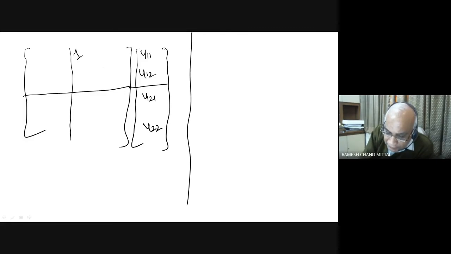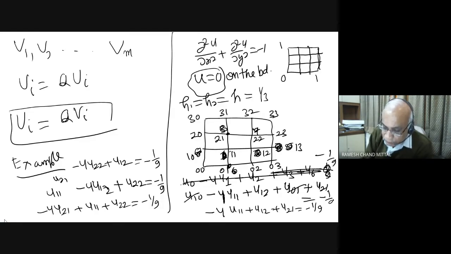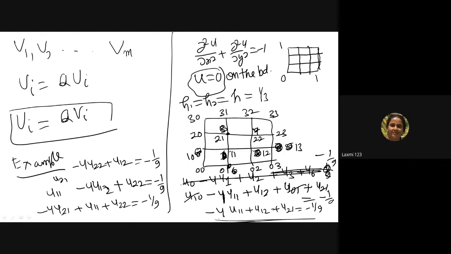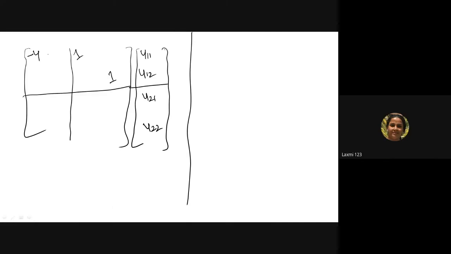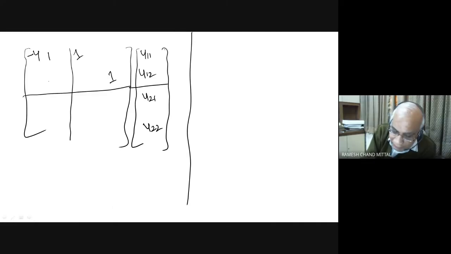Now I know that 1 is coming here, which I have already told you. Also, the coefficient of u12 is 1, so this is 1 here. This is the equation for u21. So I have minus 4, 1, 1, minus 4, because it is a 2 by 2 matrix.